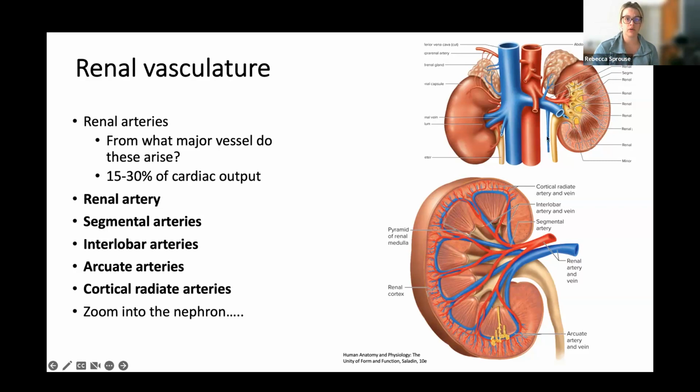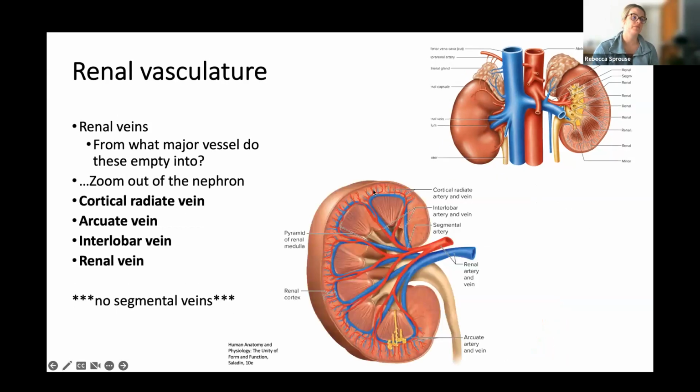So from the abdominal aorta, right, then we go through a renal artery. Then we divide into segmental arteries here in the pelvis area. Those are going to split into interlobar arteries, which are going to lie on the renal columns between the pyramids. The interlobar arteries are going to divide and go over the top of the pyramids, which are going to be arcuate arteries. And then little branches off of the arcuate here are going to be your cortical radiate arteries. And then from there, we will go into part 2.